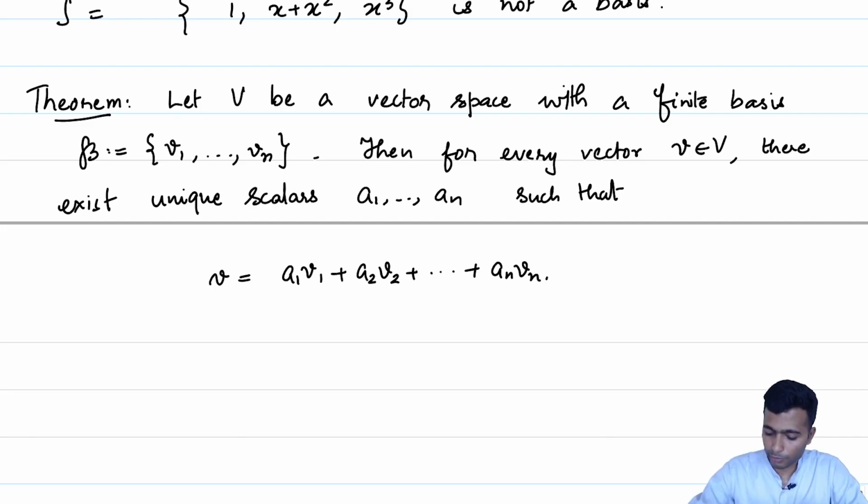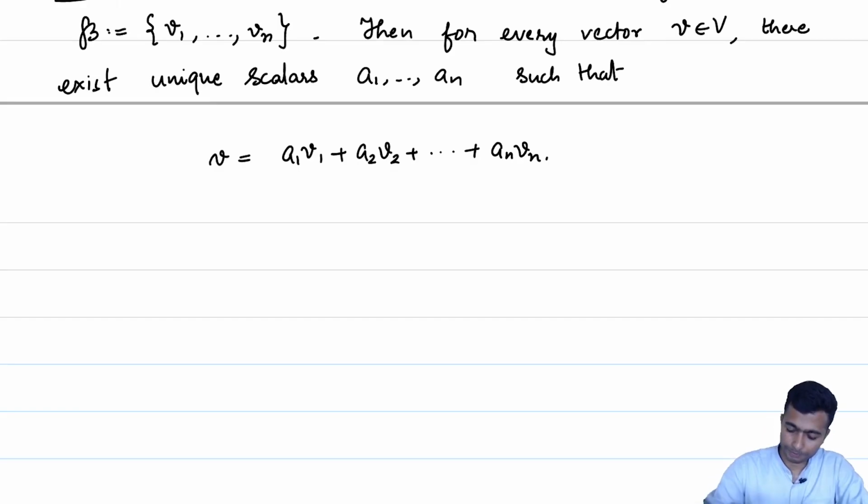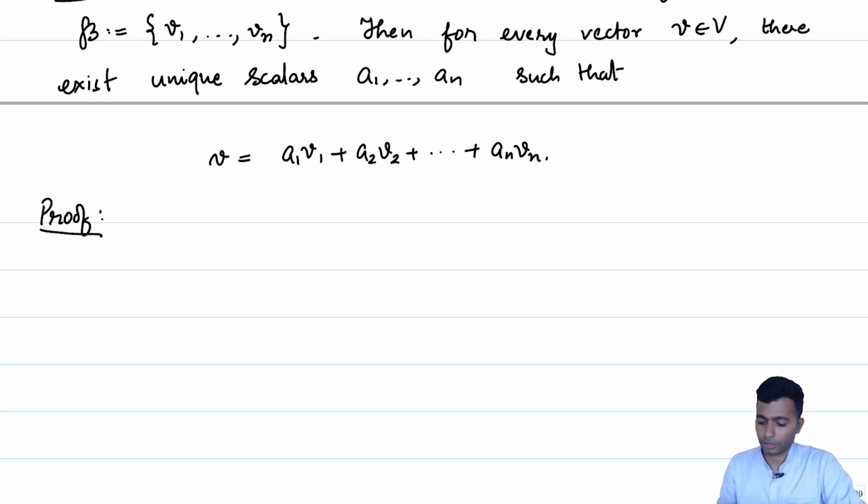So every vector can be uniquely written as a linear combination of the vectors v1, v2 up to vn. Let us give a quick proof of this theorem. As I was mentioning, this is quite remarkable. Given any vector, we have a1, a2 up to an uniquely determined in terms of v1, v2 up to vn, where a1, a2 up to an are elements in R, so they are scalars.